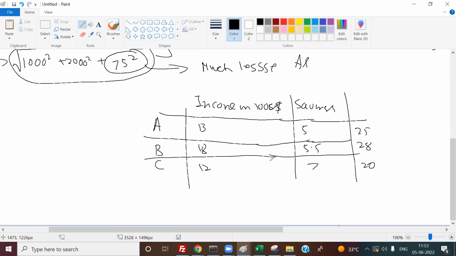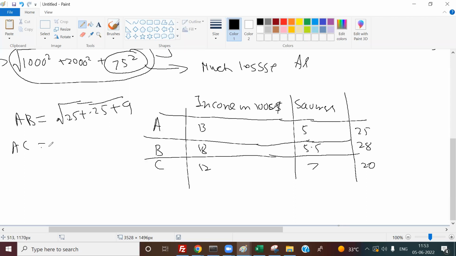Probably it may become very close. Maybe C will still have the advantage, but now what would be the distance between A and B? Distance between A and B would be 18 minus 13 whole square, that is 36, plus 0.25, plus this 3, which is nothing but 9. Okay, 18 minus 5 is 25. So this would be 25. This will remain 0.25.